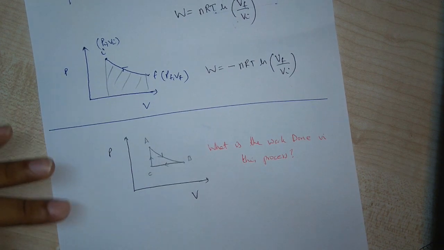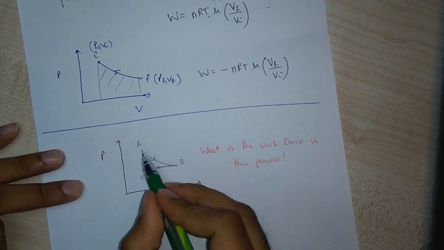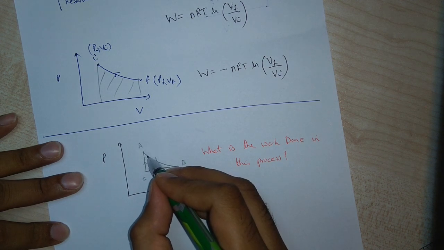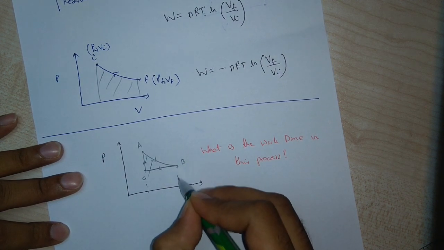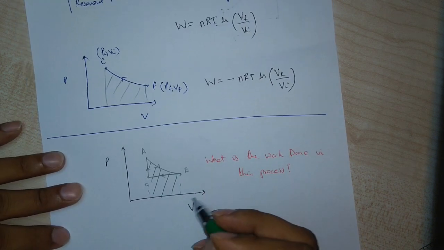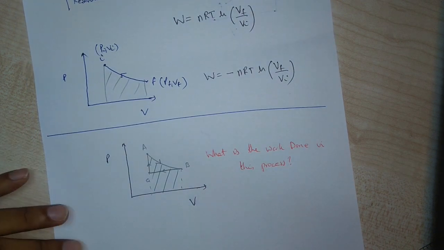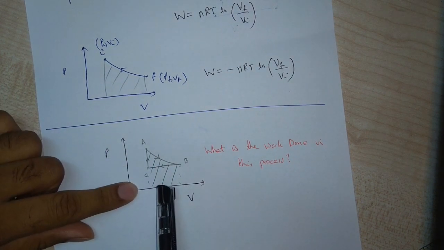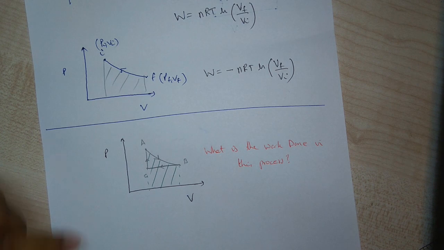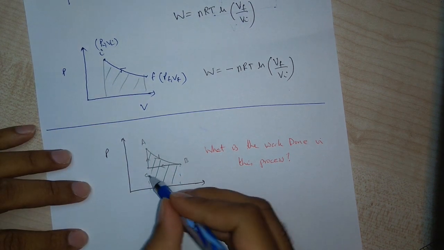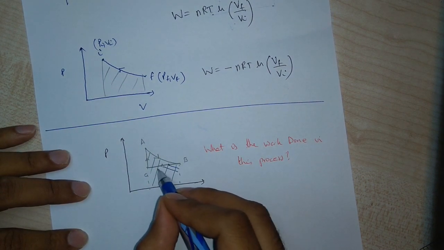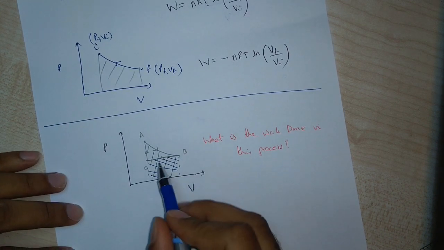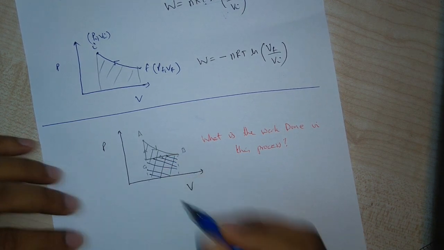Now as we go from point A to B, the work done is nothing but the area under AB. So work done is nothing but the area under AB. The work done along AB is this area under the curve. The work done along BC is nothing but the area under this curve BC. And the work done along CA is nothing but the area under CA.